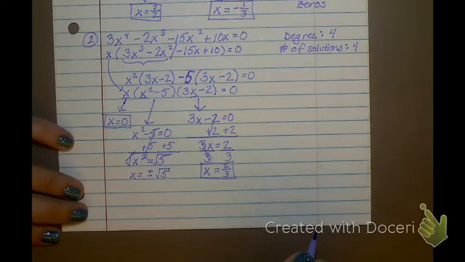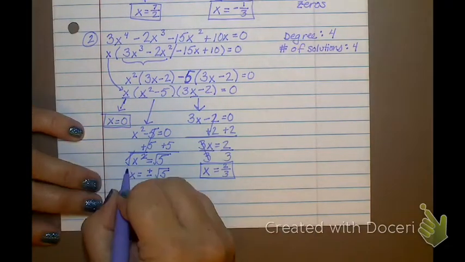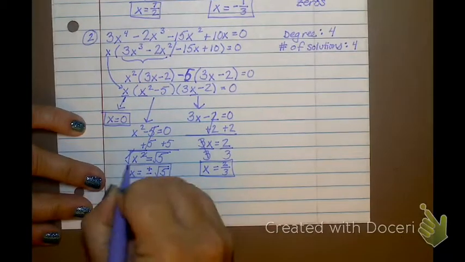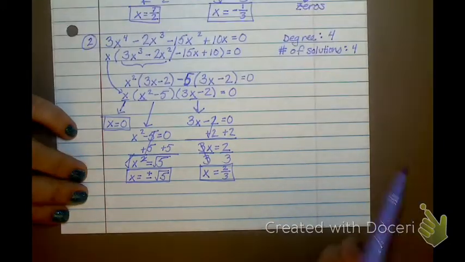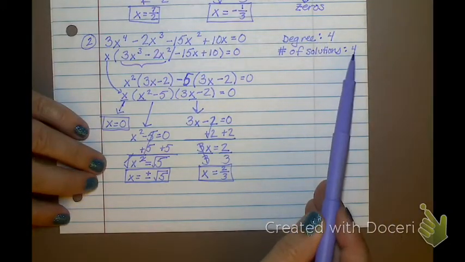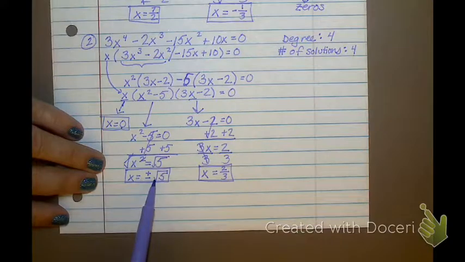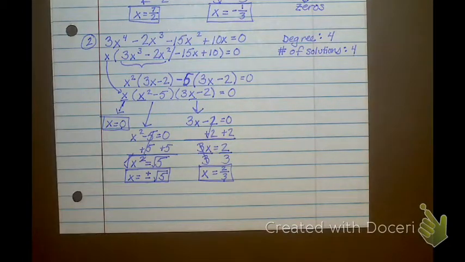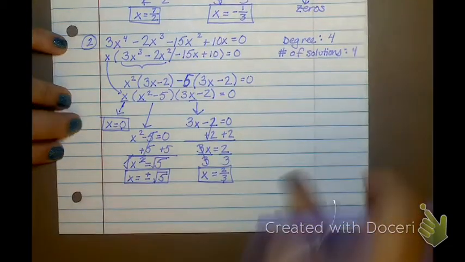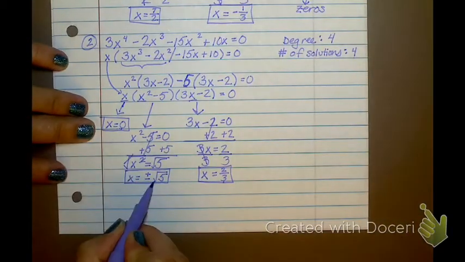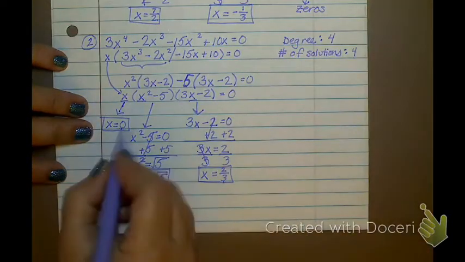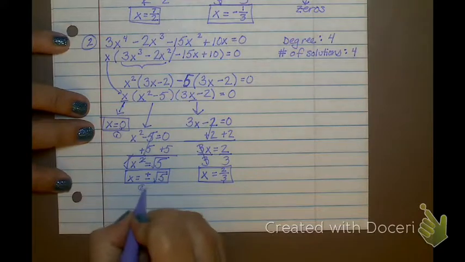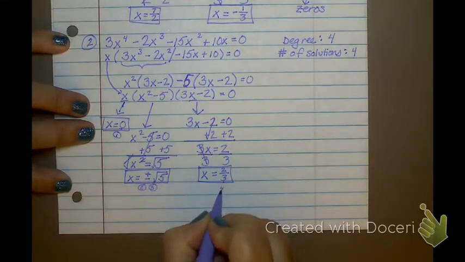Does that make sense? So how many answers are right there? 2. Positive radical 5 and negative radical 5. So my degree was 4. I was looking for 4 solutions, and I have 1, 2, 3, 4. Yay, I'm done. Okay, where's the fourth one? This is 2 solutions. Remember, it's positive radical 5 and negative radical 5. Okay, so here's 1, here's 2 and 3, and there's 4.